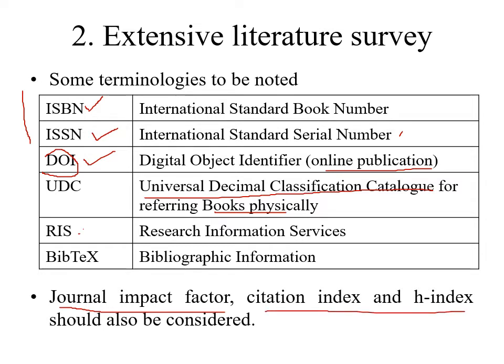Citation index means the number of times a research paper has been cited by an author. Similarly, the H index is the highest value for how many times the same paper has been indexed or cited. So these terms, impact factor, citation index and H index, indicate the quality of the paper or the journal.